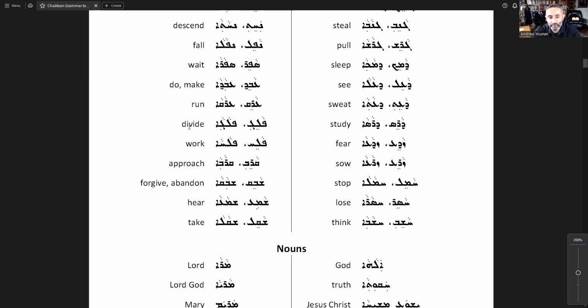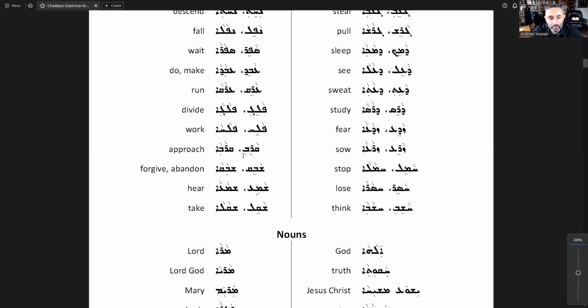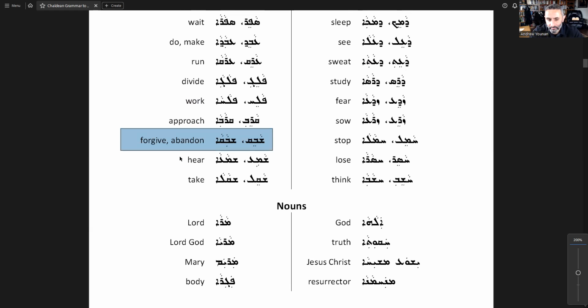Palig, laga, to divide. Sometimes this gemel is silent, so it's pale, pla'a. But the root really is palig, plaga. Palich, placha, another hard hayth, to work or to labor. Qaru, qrawa, to approach. Shawq, shwaqa, to forgive or to abandon. Shame, shma'a, to hear. Shaqal, shqala, to take.